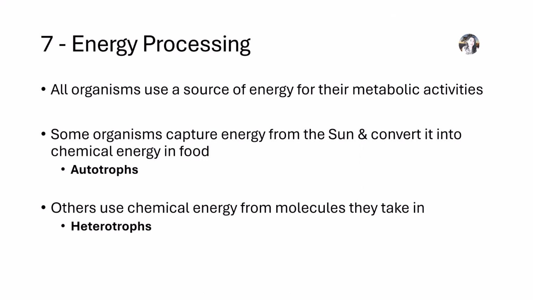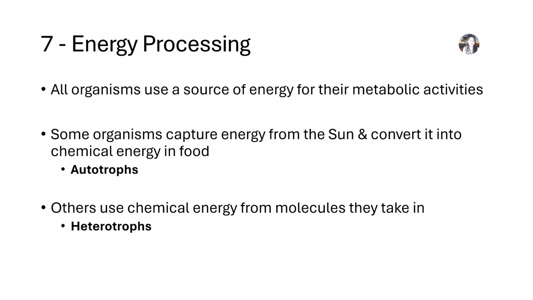Characteristic number 7 of living things is energy processing. To be able to do all the things that living things need to do, to divide and grow and develop and maintain homeostasis, it takes energy. So all living organisms use a source of energy for their metabolic activities.